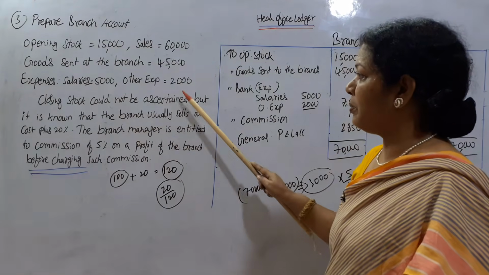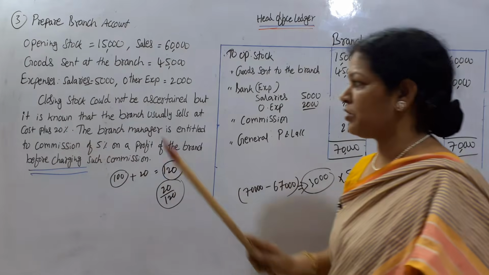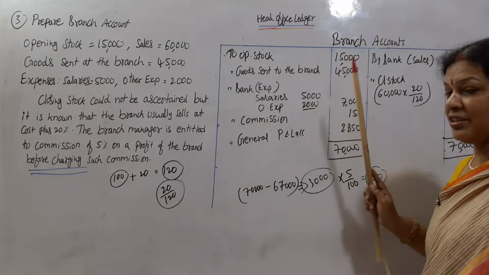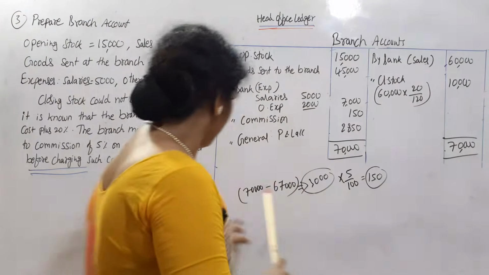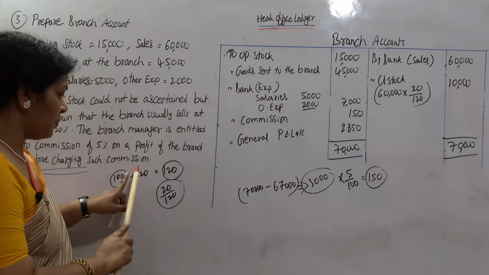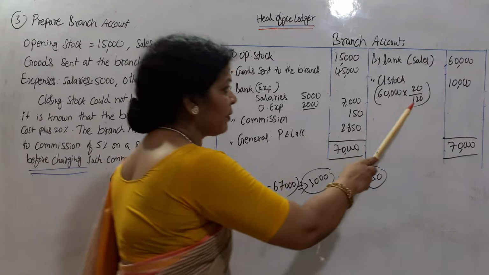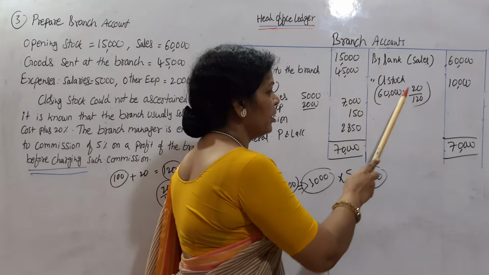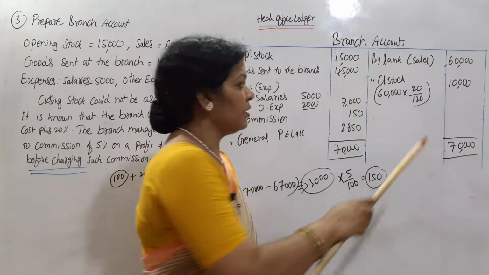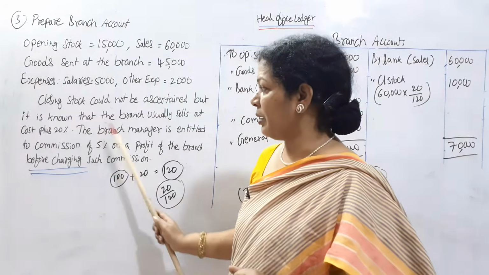Closing stock could not be ascertained, but it is known that the branch usually sells at cost plus 20%. So on this 60,000, as per the given calculation, cost plus 20% means 120. 20 by 120 we have calculated. 60,000 into 20 by 120 is coming to 10,000.